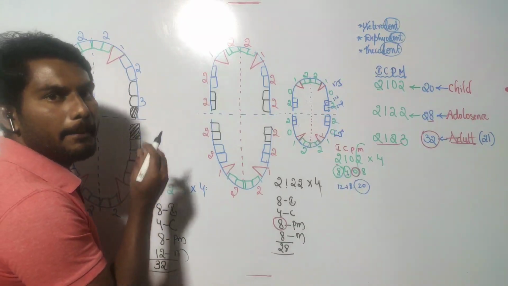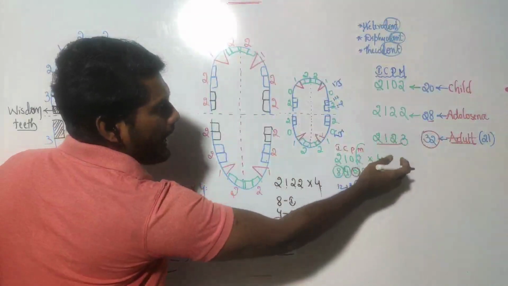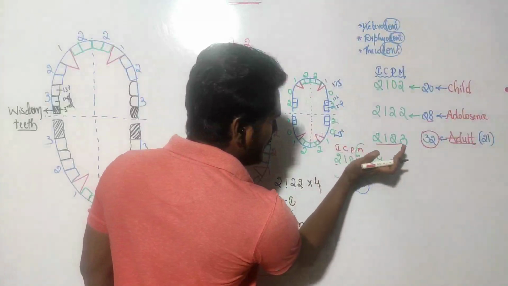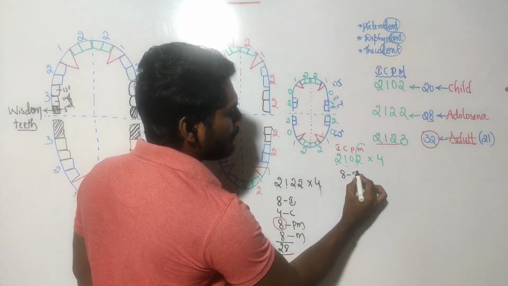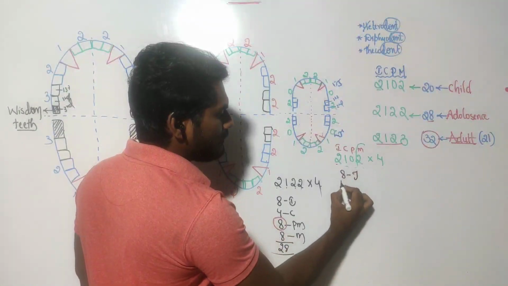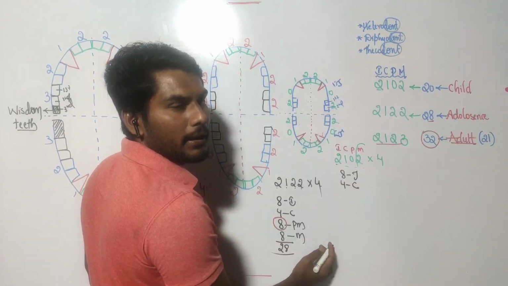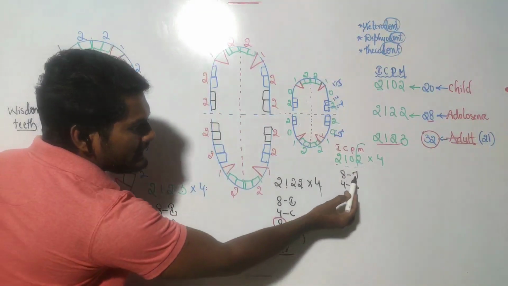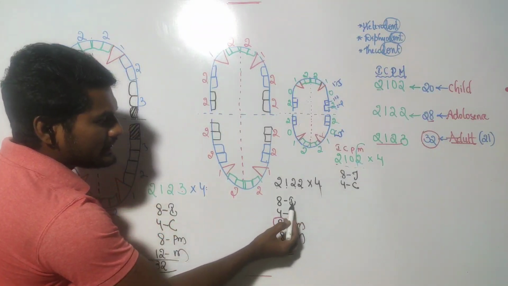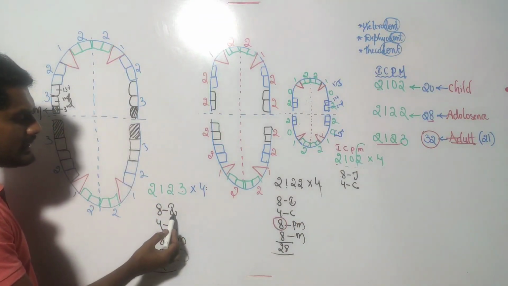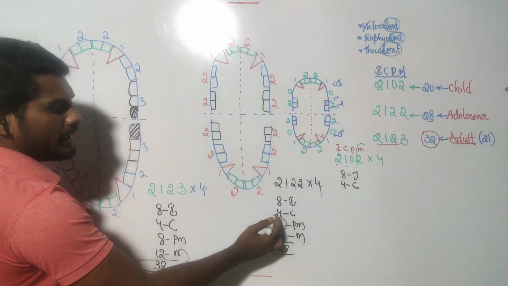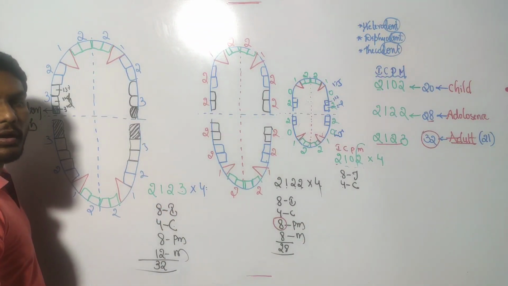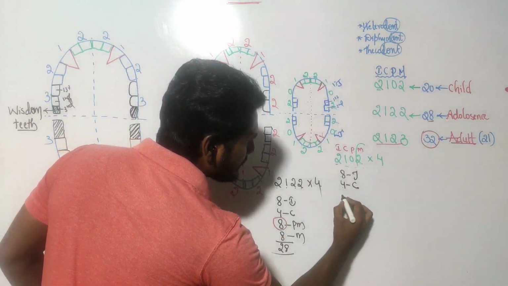Let me write here. In a child, 4 2s are 8. These 8 are incisors. Next, 4 1s are 4. These are canines. Now you compare. Incisors in child is 8. Incisors in adolescence is 8. Incisors in adults also 8. Canine in child 4, canine in adolescence 4, here also 4. Now you go for the premolars.